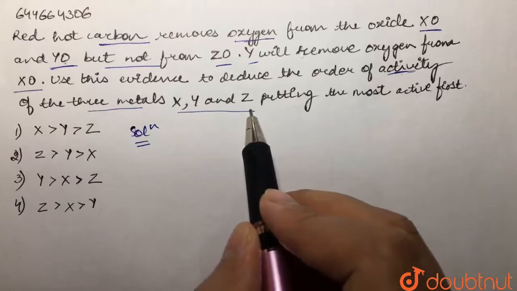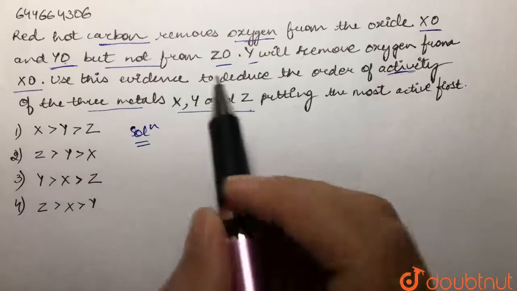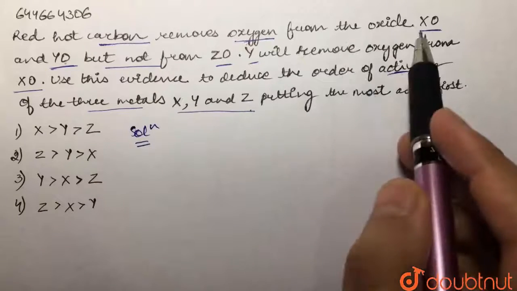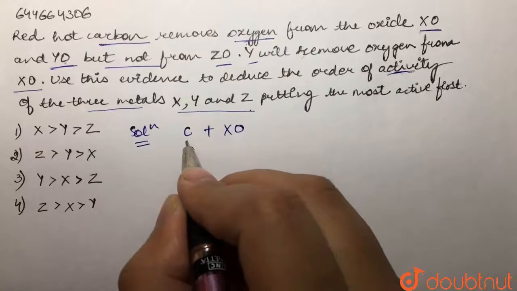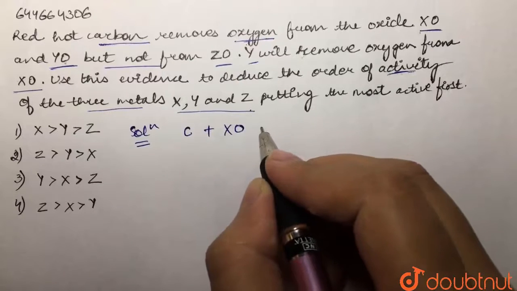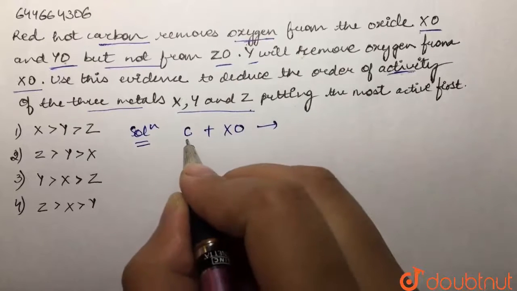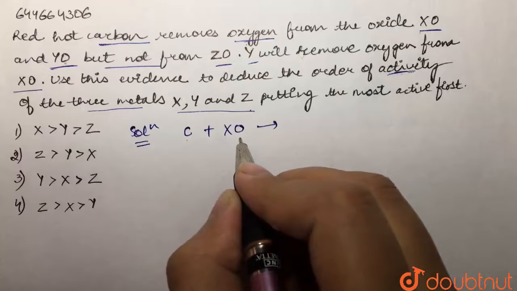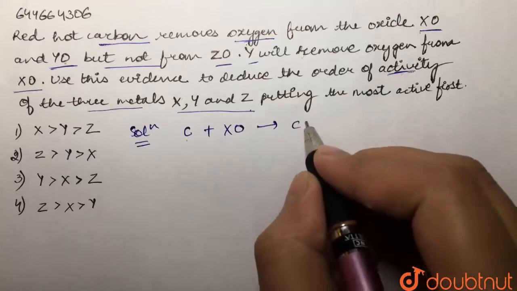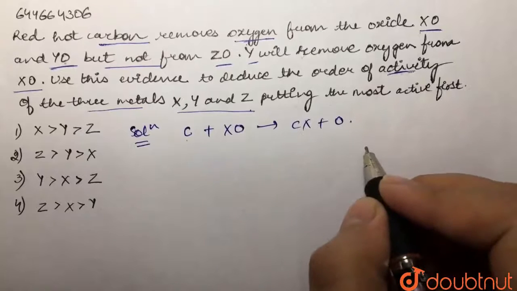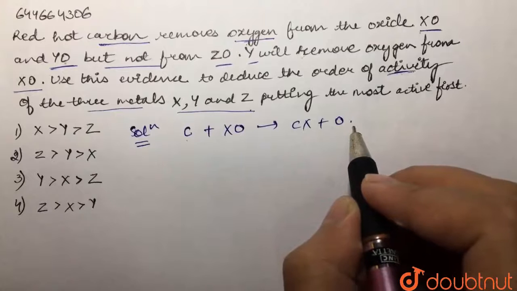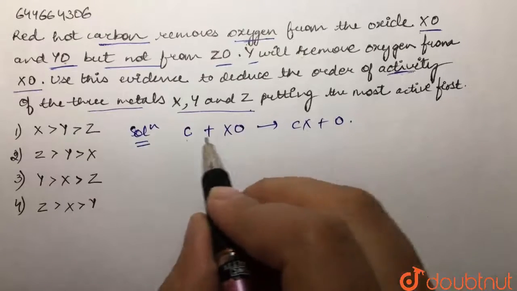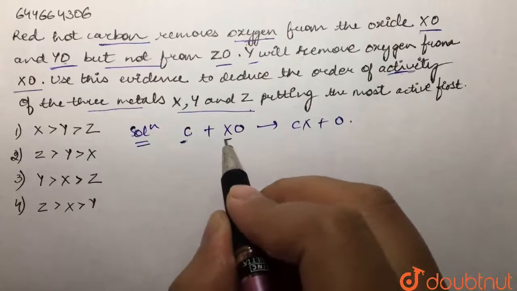The data given to us is that red hot carbon removes oxygen from the oxide XO. That means this is the kind of reaction we are talking about. We are reacting C with XO, and this carbon is removing oxygen from this oxide. This is not an exact reaction, just an arbitrary reaction that we are taking for our help only. This can happen when carbon has a greater reactivity than X.